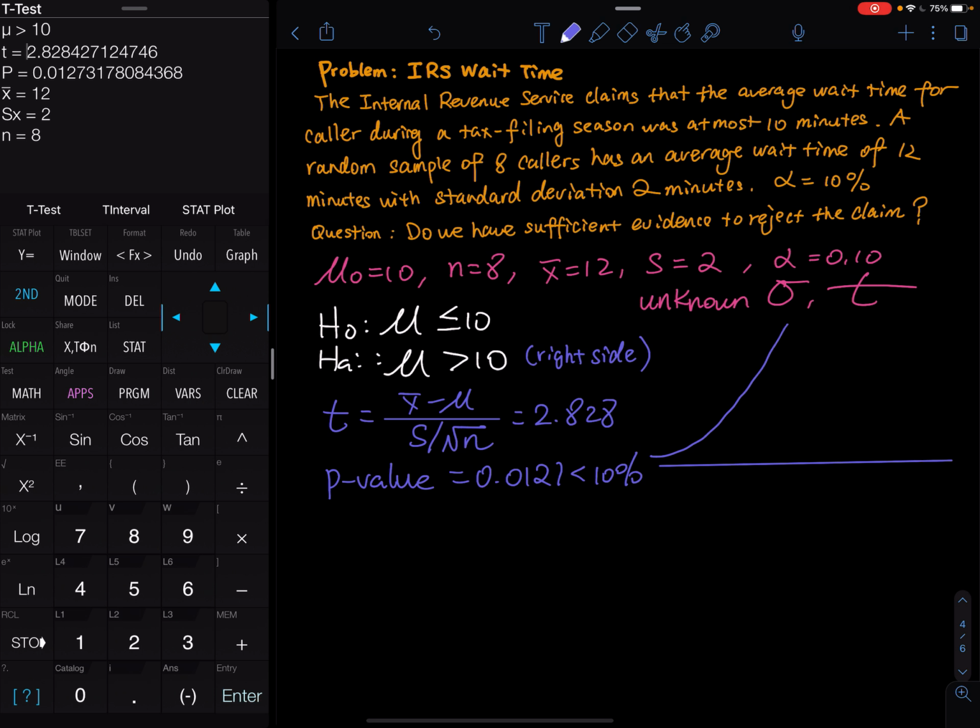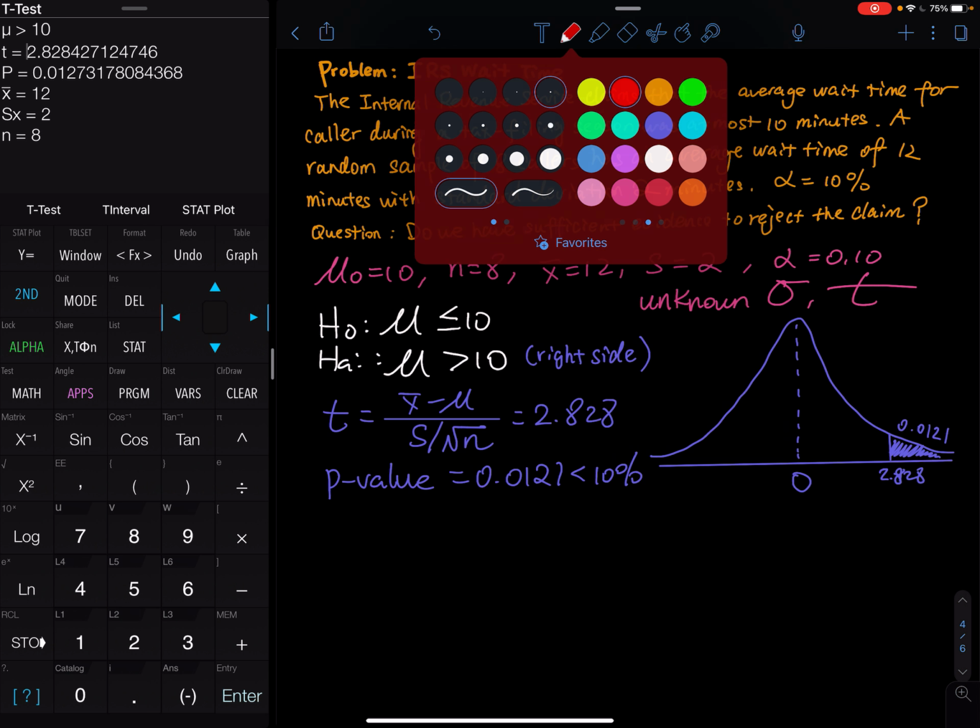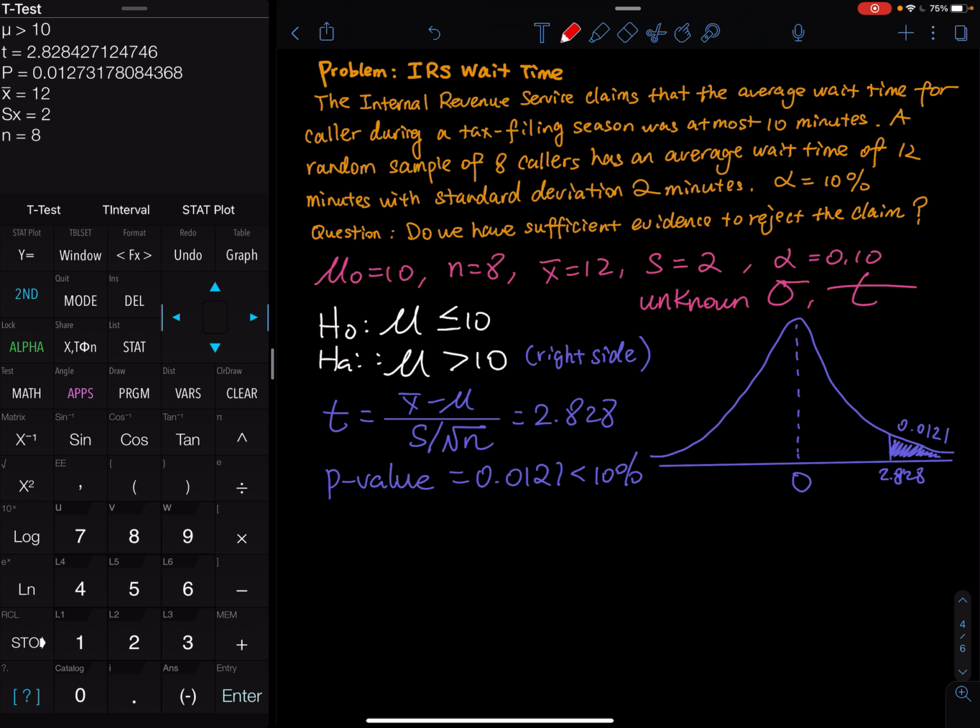So you get a bell curve, and then you have 0 right in the middle. So that is t equals to 0, and then 2.828 is far on the right. So this is 2.828, and then the p-value is 0.0127. That's the p-value. One thing that you don't see on the graph is there is no rejection region. So let me add to the graph. So this is a right-sided test according to the greater than. That means the rejection region is on the right-hand side.